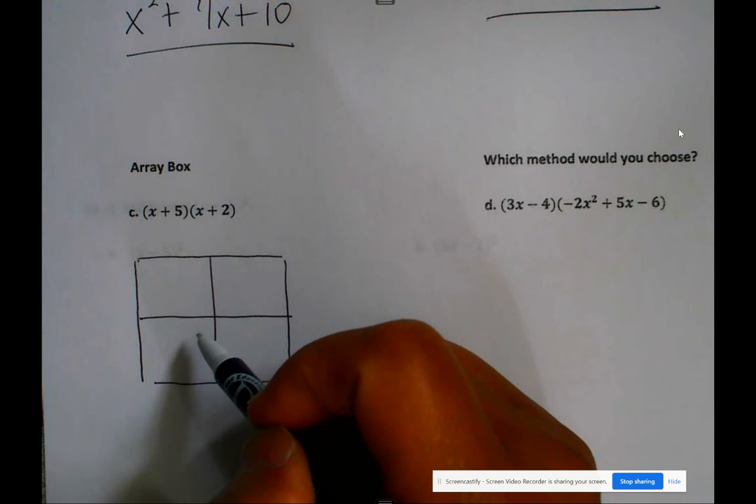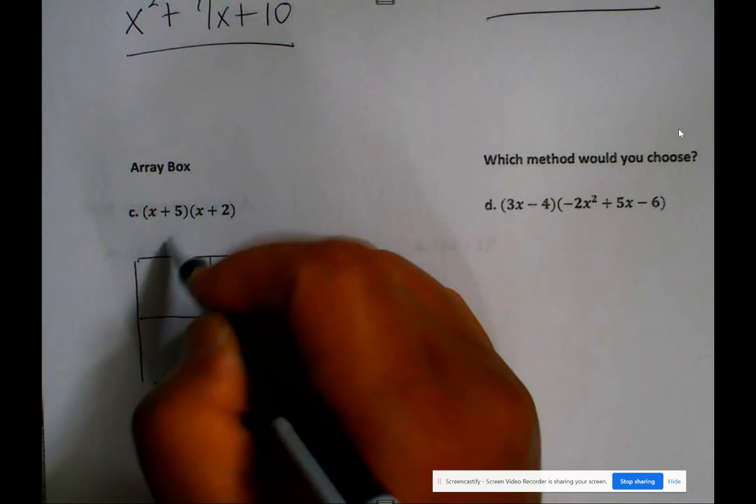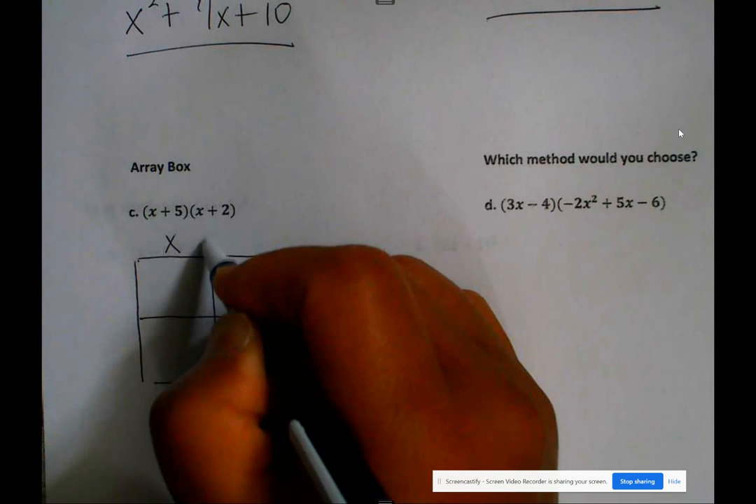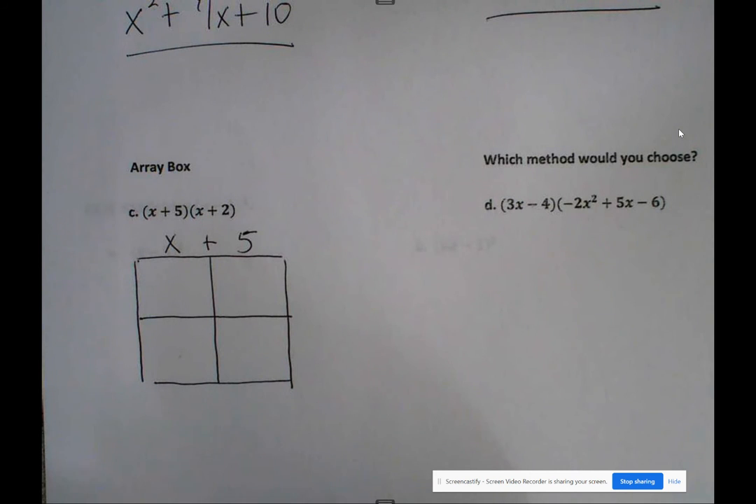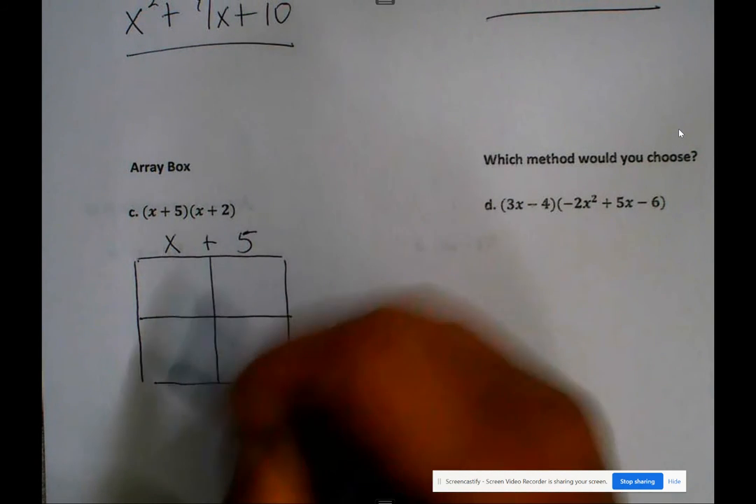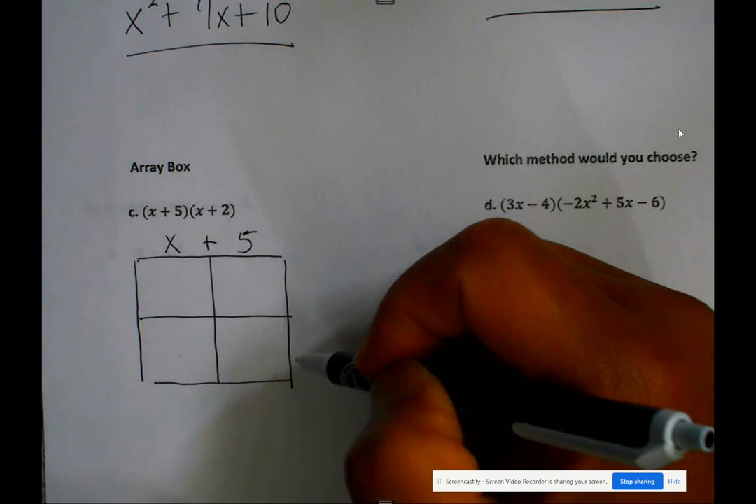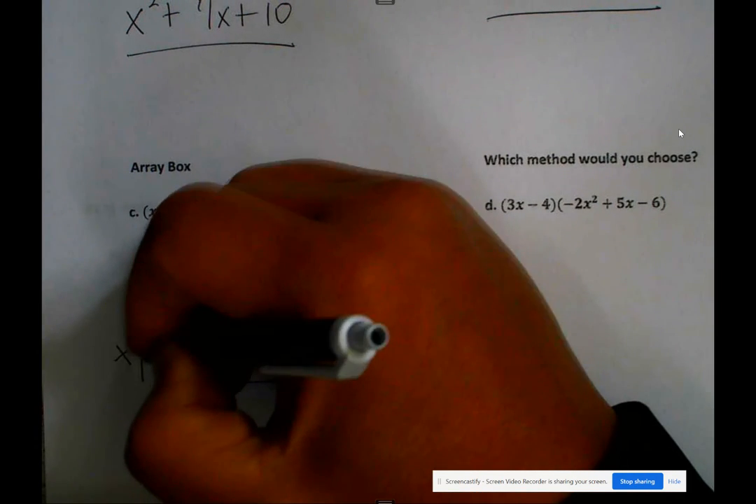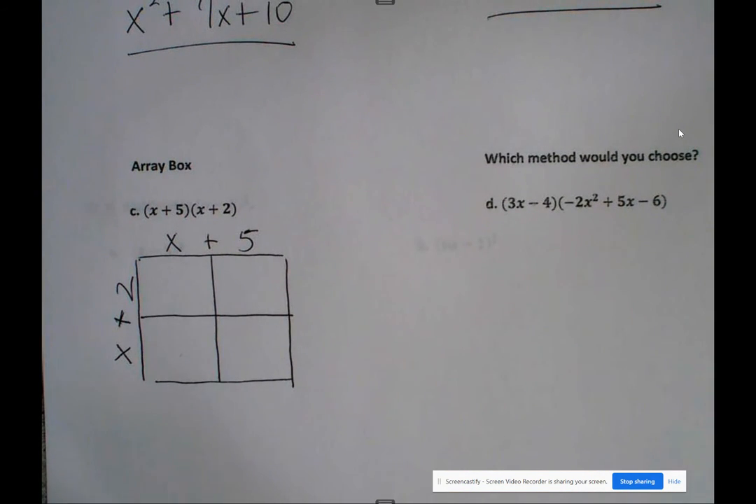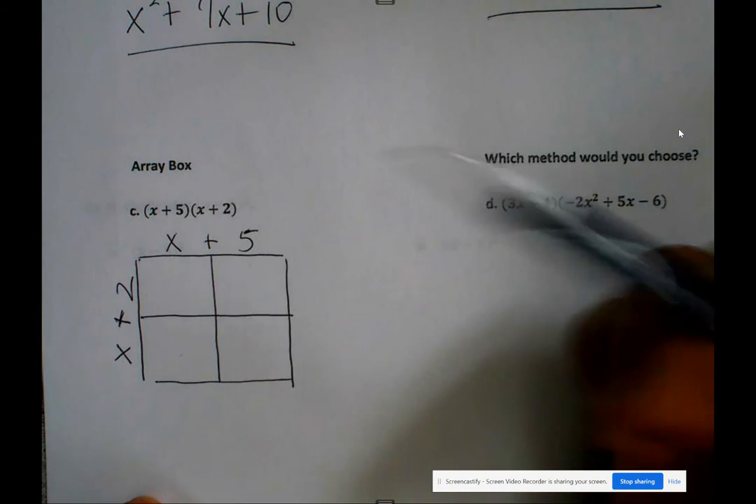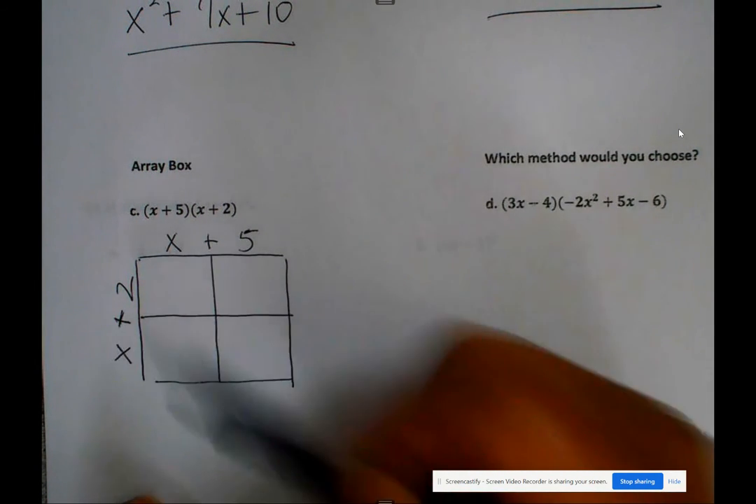All right, so on the top you would have x plus 5, which is the first one. It doesn't really matter which order you put them in, to be honest, okay? You could have put x plus 5 on the side, and then x plus 2 on the top. Again, it doesn't really matter which one comes first. You can switch the order. You will end up with the same answer, don't worry. But I just like putting one on the top. Some people like it on the side, okay?